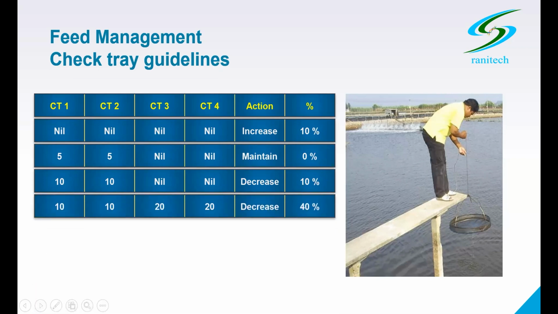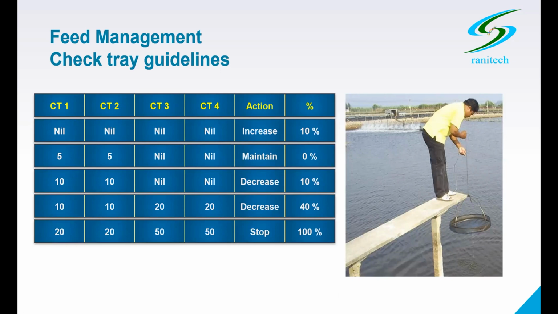And the fourth case is 2 check trays are left with 10% and the other 2 check trays are left with 20% of the feed. You have to decrease by more than 40%. You have to abruptly decrease your feed next meal. And the last case is if the leftover feed in the check tray is more than 20%, and here it is more than 50%, you have to either stop the feed. It is always good to stop the next meal. So this can be an important guideline to have a proper check tray monitoring.